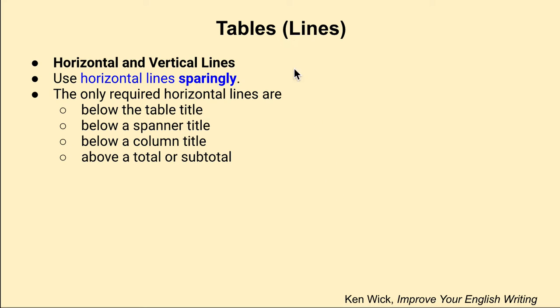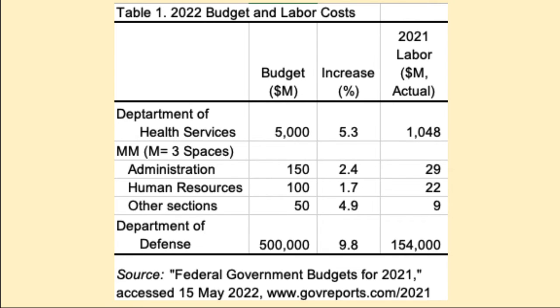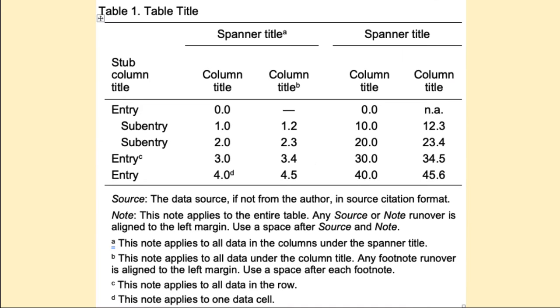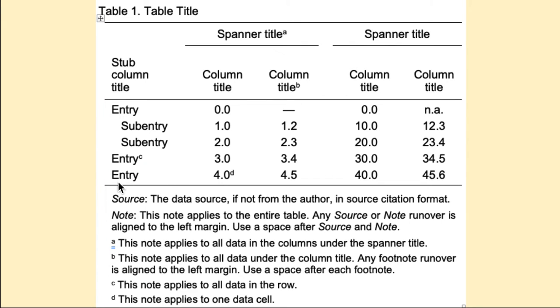Above a total or subtotal, which I don't think I have an example of. No, I do not. But above a total or subtotal, and below the table and before any footnotes. So if I come back to here, here's the bottom of the table. This last entry here with 4 and 4.5, that's the bottom of the table, and before any footnotes. So you have all the situations here of when a horizontal line is required, except for the total and subtotal.